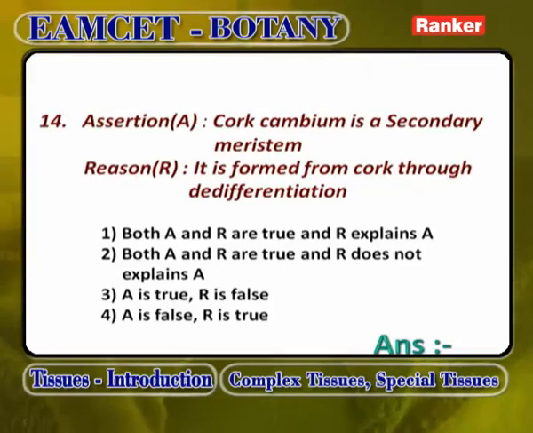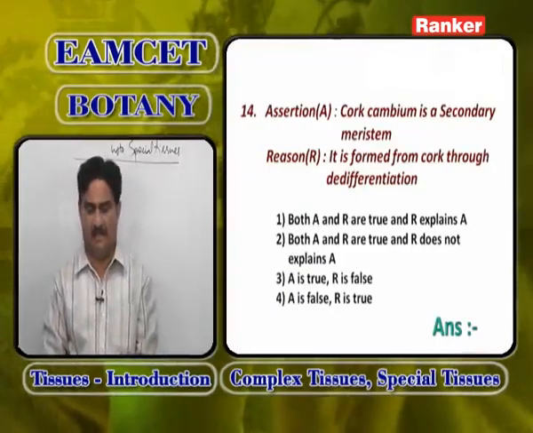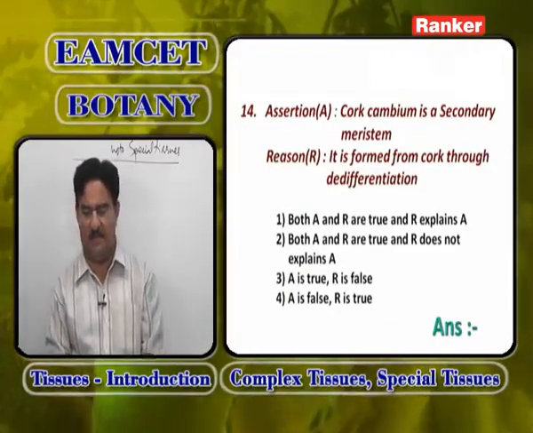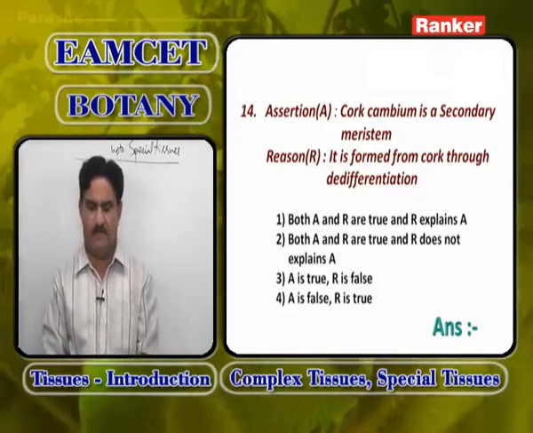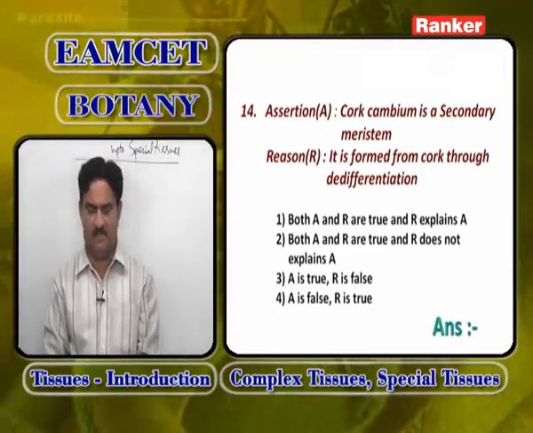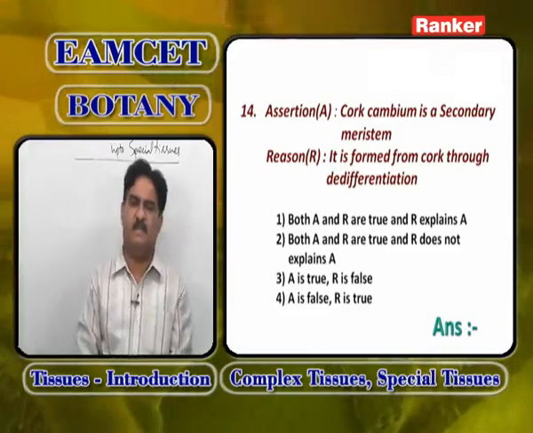Cork cambium is a secondary meristem is the assertion. It is formed from cork through dedifferentiation is wrong. It is not formed from cork. It is formed from cortex. So cork cambium is a secondary meristem. It is formed from cork through dedifferentiation is wrong. So A is true, R is false. For this the answer is 3.